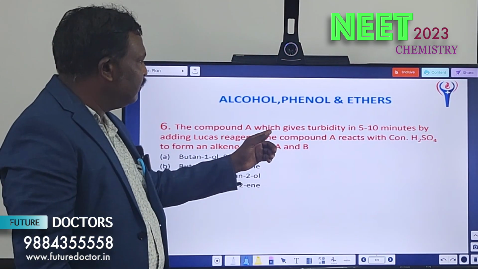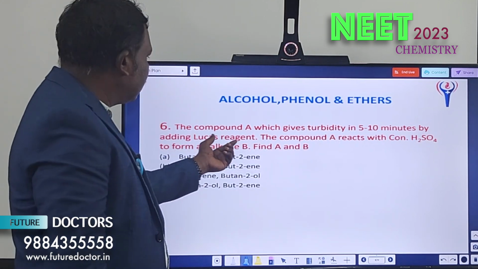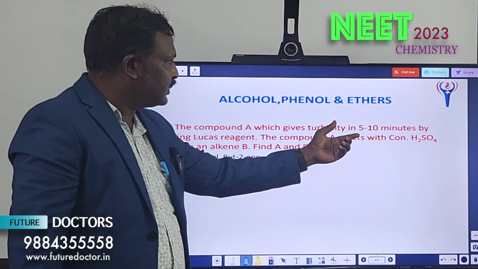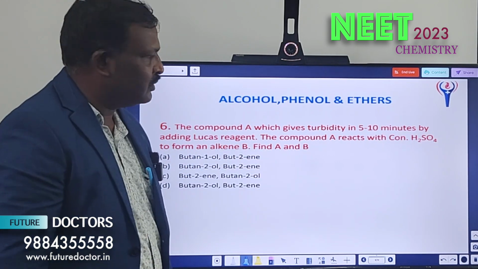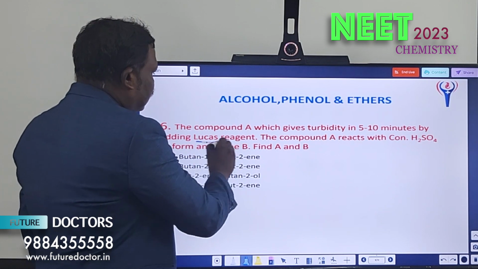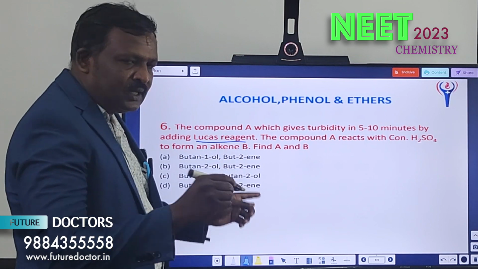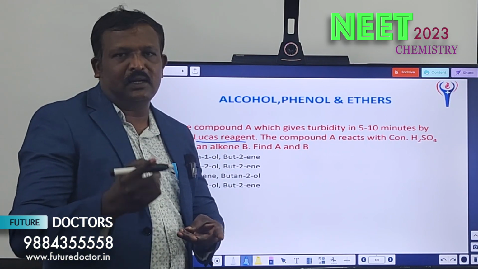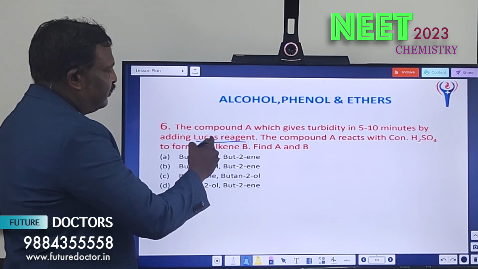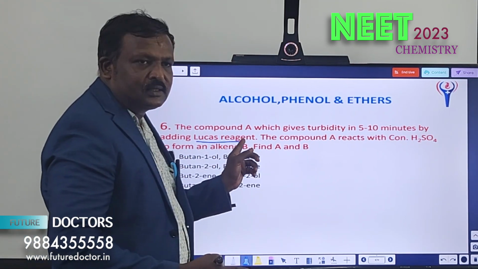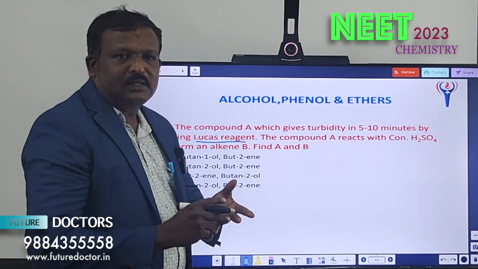The compound A gives turbidity in 5 to 10 minutes on adding Lucas reagent. The compound A reacts with concentrated sulfuric acid to form an alkene B. Find A and B. That's the question. Lucas test, you must know. This reagent is used to differentiate primary, secondary and tertiary alcohols. What is Lucas reagent? It's a mixture of concentrated HCl and anhydrous zinc chloride.